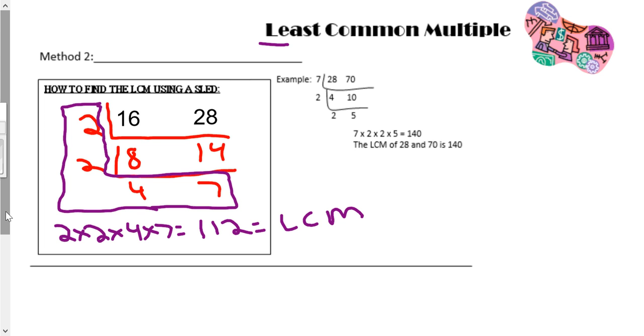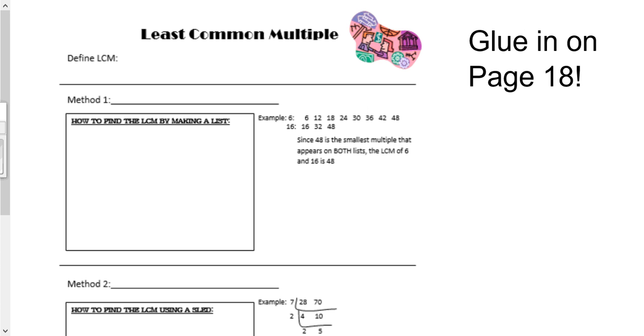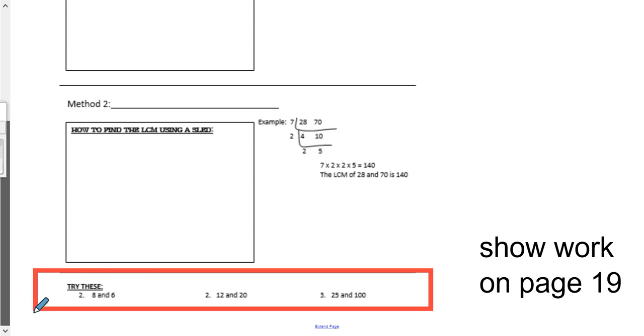Once again, your homework is, I don't care which method you use, if you want to use the sled method or the list method, okay, your homework is at the bottom of the page, these 3 questions. And you have that page 19 to show all of your work. Good luck. See y'all tomorrow.